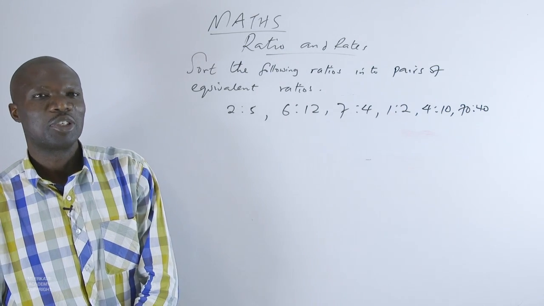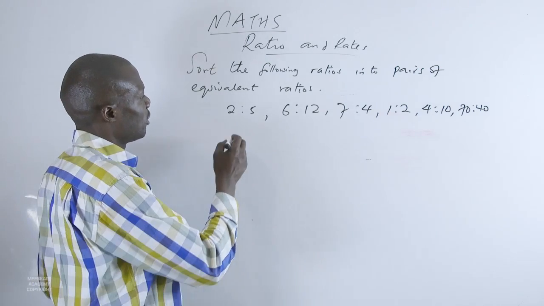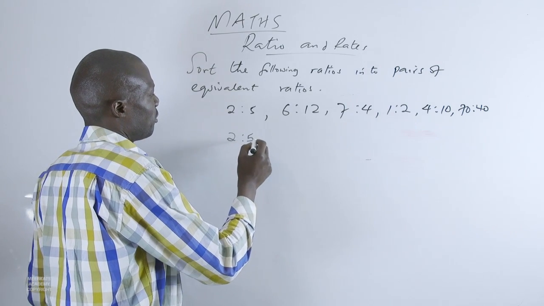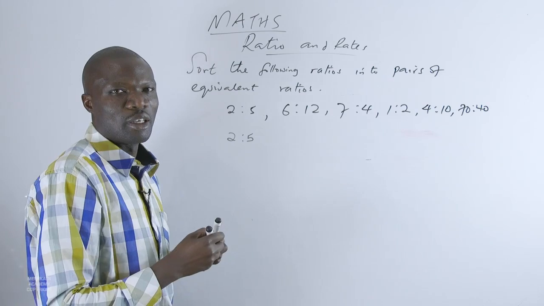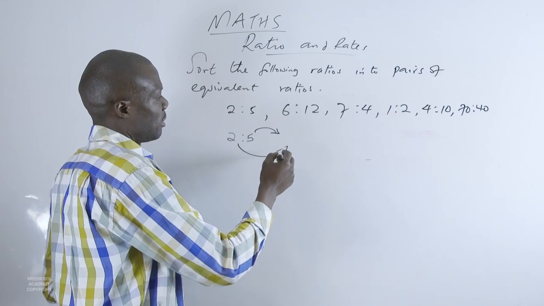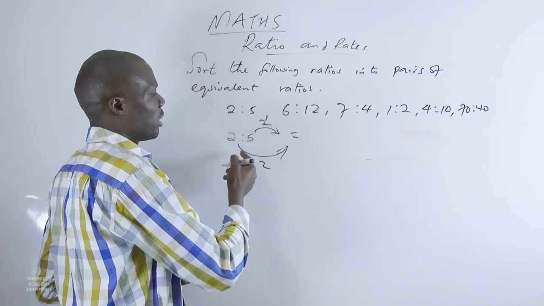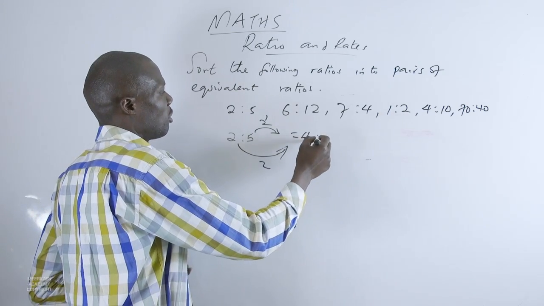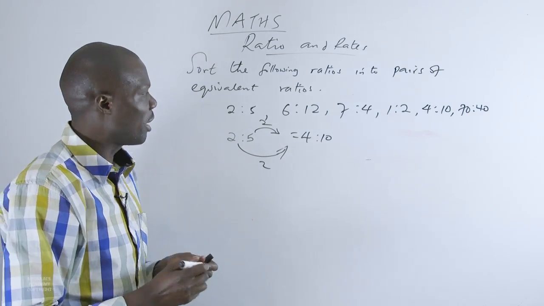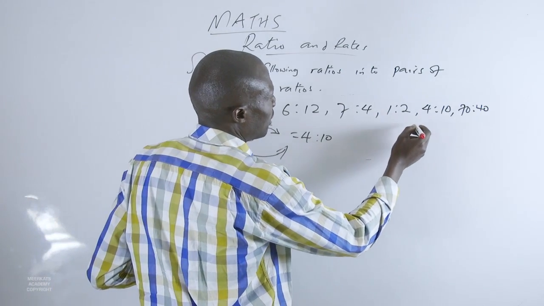This is 4 to 10. So we take 2 to 5. Multiply by 2 and by 2. You'll find that 2 times 2 is 4 and 5 times 2 is 10. So we have the first pair, which is this one here. So this and that.